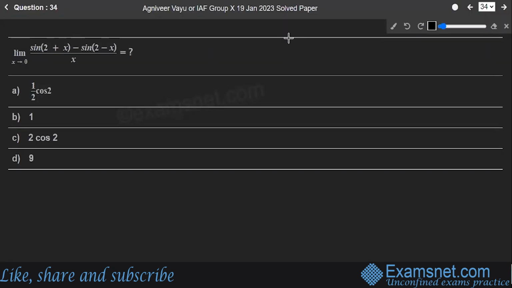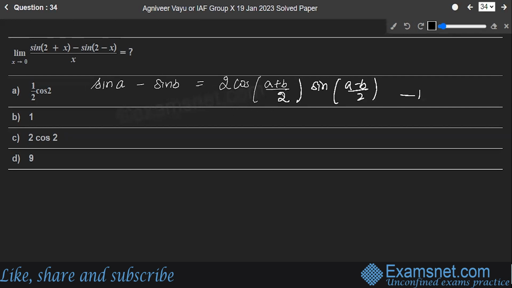Question number 34. You have to find out limit x approaching 0, sine (2 plus x) minus sine (2 minus x) upon x is equal to what? Before starting with the question, I would like to discuss two formulas. The very first one, sine A minus sine B is given by 2 cos (A plus B) by 2 into sine (A minus B) by 2. Let's say this is equation number 1. Also limit x approaching 0, sine x upon x is equal to 1. You are well aware of it. So these two formulas will be used while solving this question. Now let's move towards the solution.